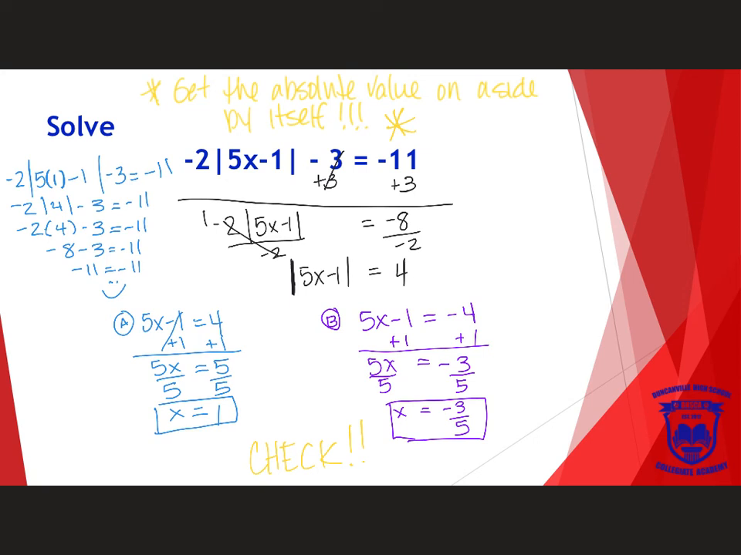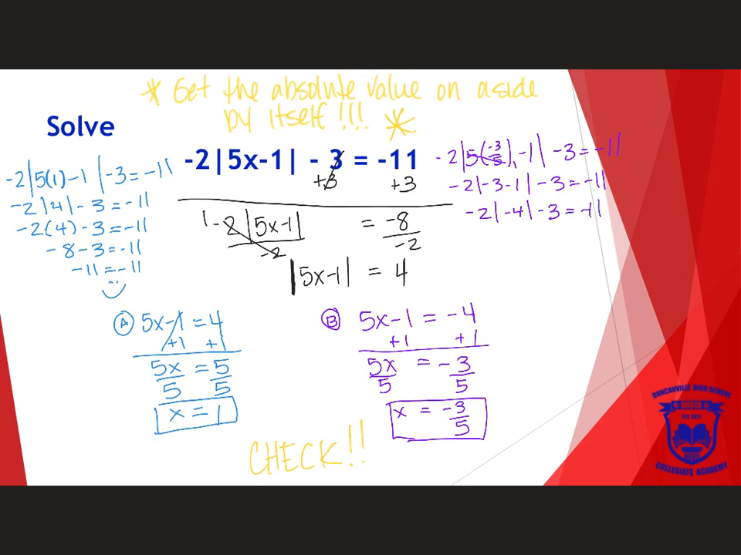Now let's check negative 3 over 5. So I have negative 2 times the absolute value of 5 times negative 3 over 5 minus 1, absolute value, minus 3 equals negative 11. So 5 times negative 3 over 5, those will become 1. So I'm going to have negative 3 minus 1 inside of my absolute value. Negative 2 on the outside, minus 3 equals negative 11. Negative 3 minus 1 is negative 4. So that's negative 2 times the absolute value of negative 4, minus 3 is equal to negative 11.